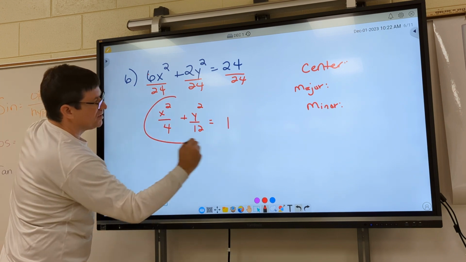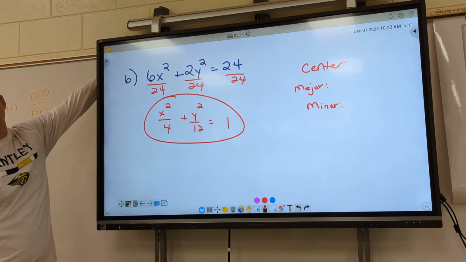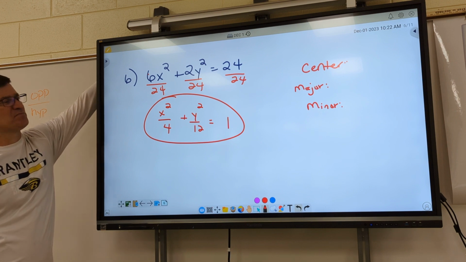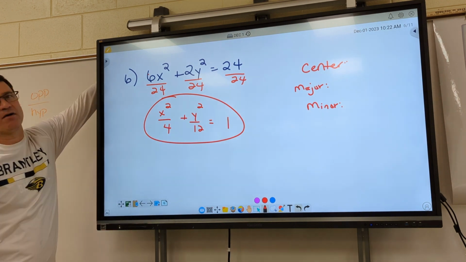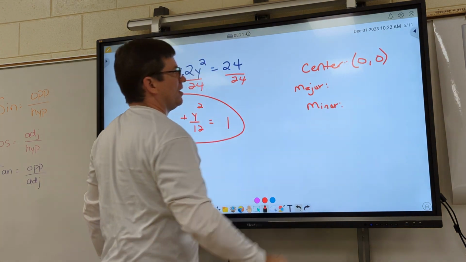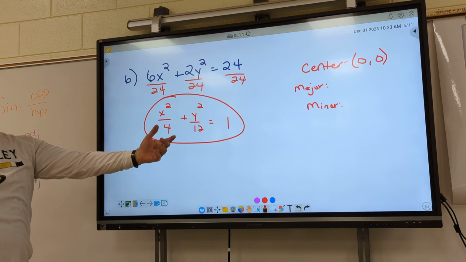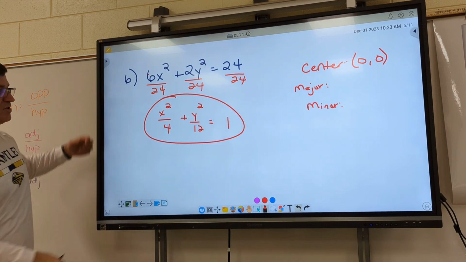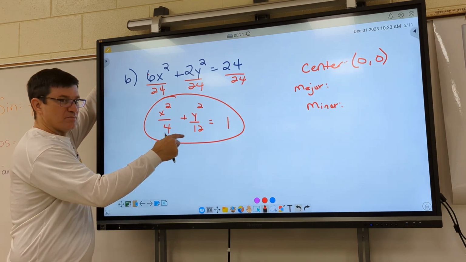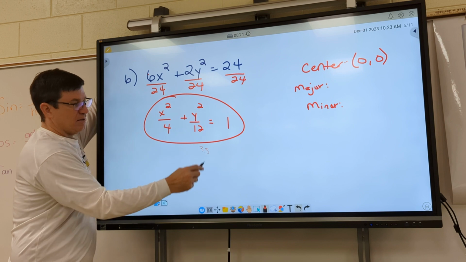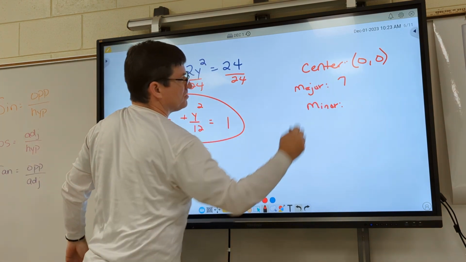So once I get it to here, I can start writing my answers. All right, so Ashlyn, what's my center again if I don't have any parentheses up top? 0. All right, do y'all know how to find the major and the minor if it's not graphed? Because I know a lot of y'all are just counting on the graph. Which one of these two numbers is gonna be your major? 12 is bigger. Square root of 12 is 3.5, we just did it. Double it, you get 7, that's your major.